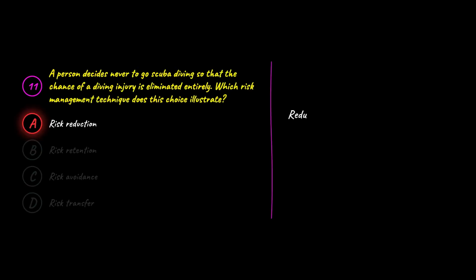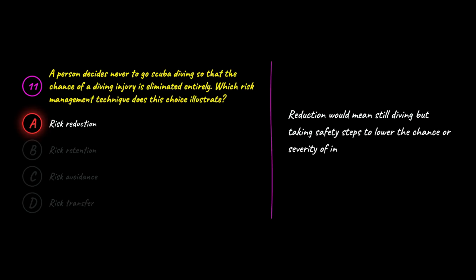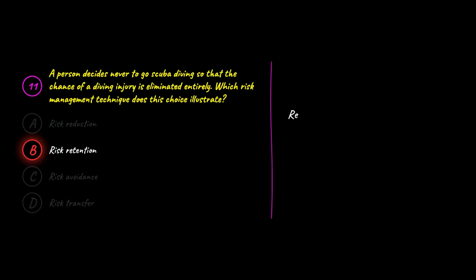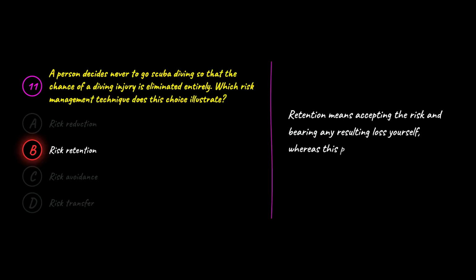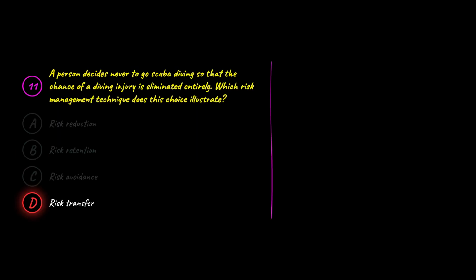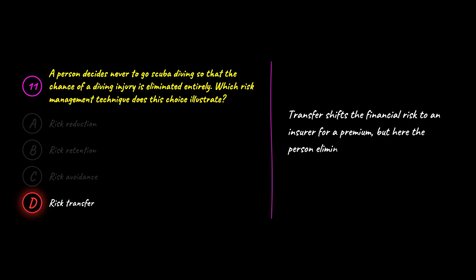A is wrong because reduction would mean still diving but taking safety steps to lower the chance or severity of injury, not declining the activity outright. B is wrong because retention means accepting the risk and bearing any resulting loss yourself, whereas this person removes the exposure rather than keeping it. D is wrong because transfer shifts the financial risk to an insurer for a premium, but here the person eliminates the activity instead of insuring it.